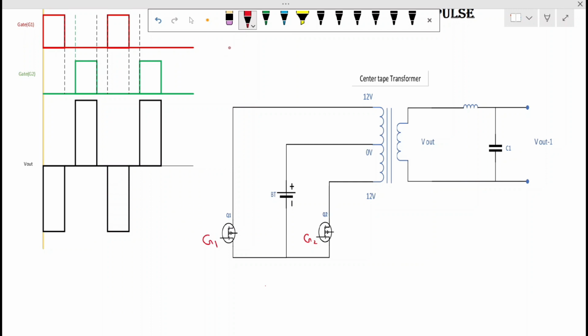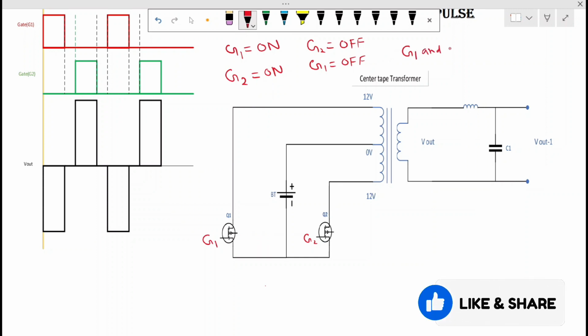Means when G1 is on, that time G2 is off, and when G2 is on, then G1 is off. This is complementary pulse. But here one more condition is there, where G1 and G2 both are off.